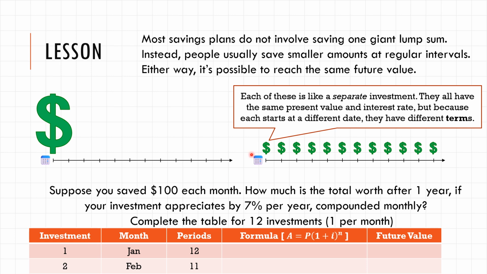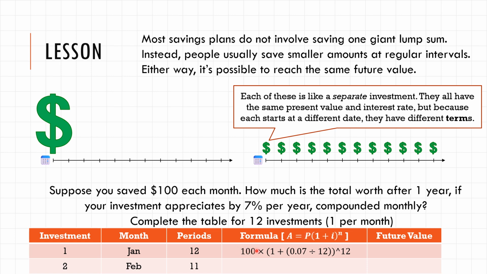So, for example, this one would be the first investment. You're doing it at the beginning of the year, so in January, and if you're going to wait until the end of the year, it's going to have 12 periods, 12 months to grow. So you can use the formula for compound interest to find out what is the future value of this first investment. And I'm going to do that first one for you, and then you can pause the video and do the rest.